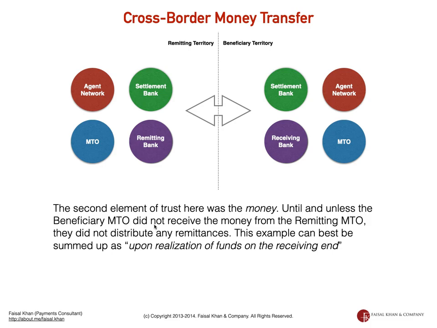Until and unless the beneficiary MTO received the money from the remitting MTO, they did not distribute any money. So in this example, this is called funds good and settle, or upon realization of funds on the receiving end. This MTO said, listen, until the money comes into my settlement bank, I am not distributing anything. I'm not using my money. So if you sent a remittance, send the money across, and then I will do it.